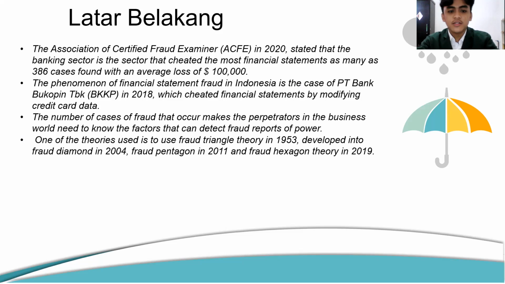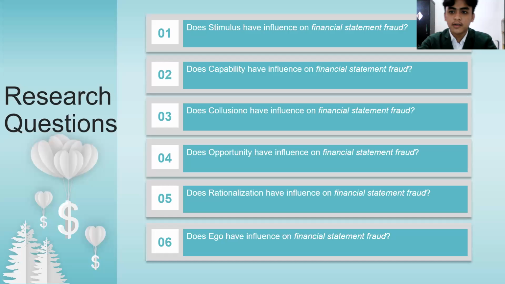One of the theories used is the fraud triangle theory in 1953, developed into the fraud diamond in 2004, the fraud pentagon in 2011, and the fraud hexagon in 2019. This is my research question: does stimulus have an influence on financial statement fraud, and capability, and so on.